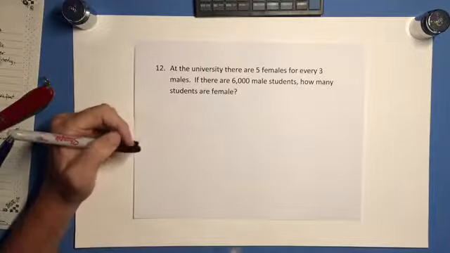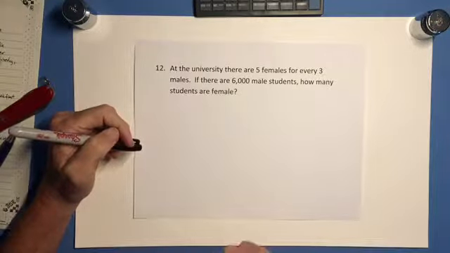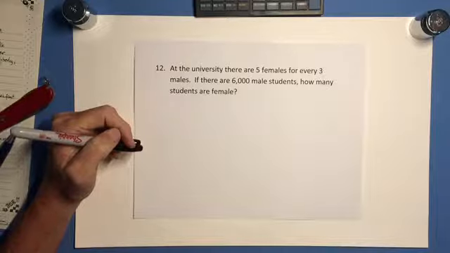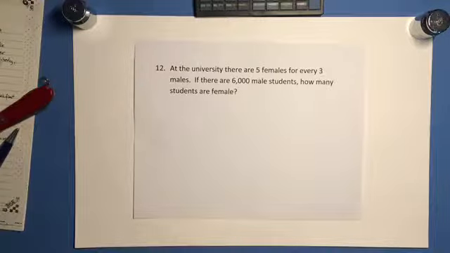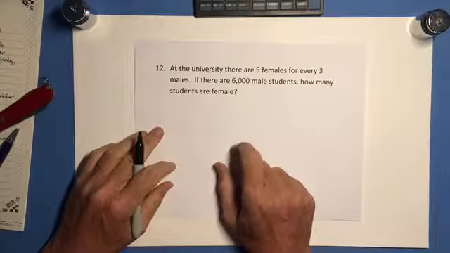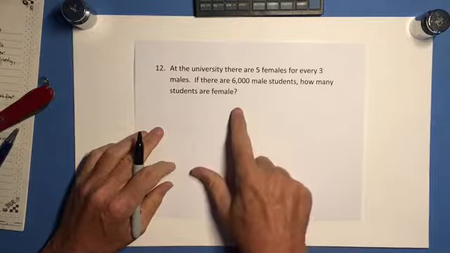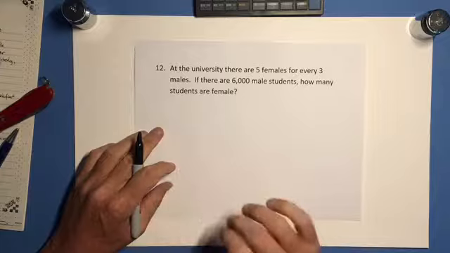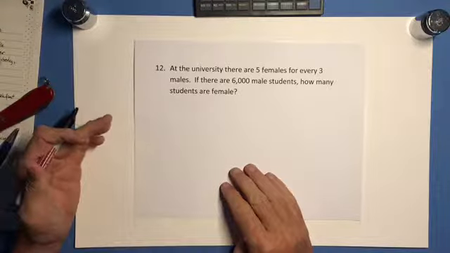Okay, here are the last 4 problems on the pre-algebra sheet that we were not able to get to in class. So, number 12. At the university, there are 5 females for every 3 males. If there are 6,000 male students, how many students are female?